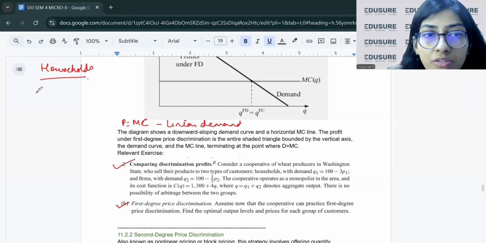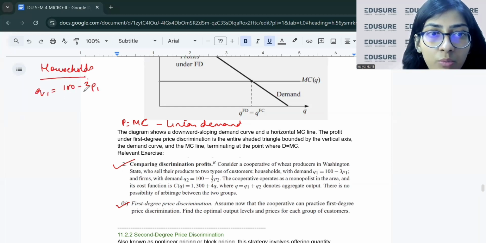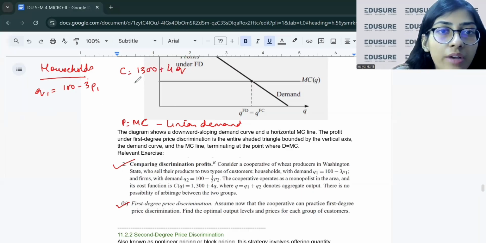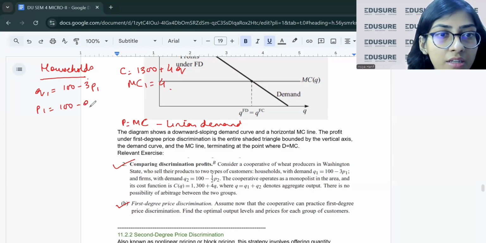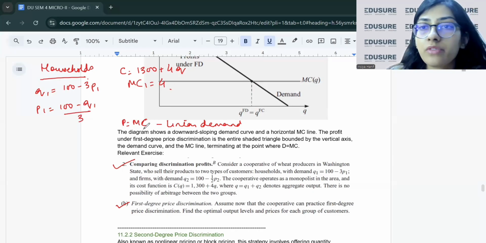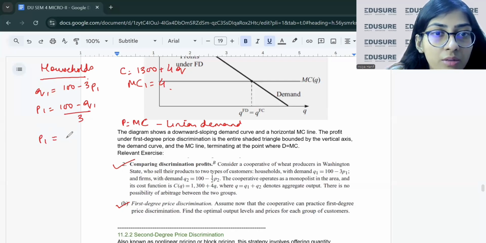Okay, the demand curve is Q1 is equal to 100 minus 3P1. And the cost given is 1300 plus 4Q. Okay, so MC1 is going to be 4. So P1 is equal to 100 minus Q1 by 3. Okay, so P is equal to MC for a linear demand curve, right? So P1 is equal to MC1.